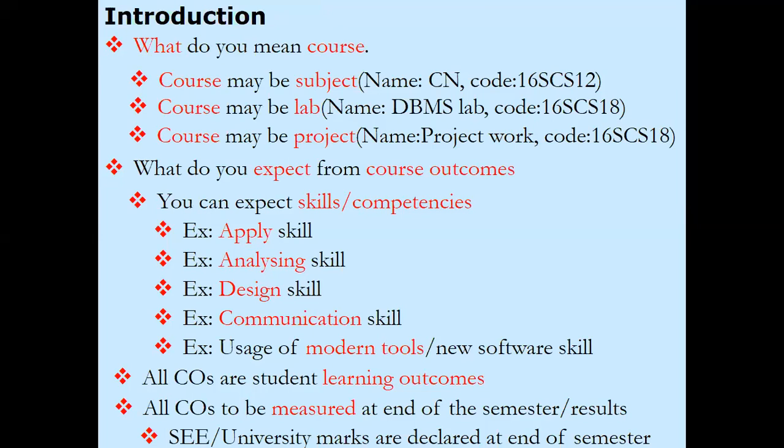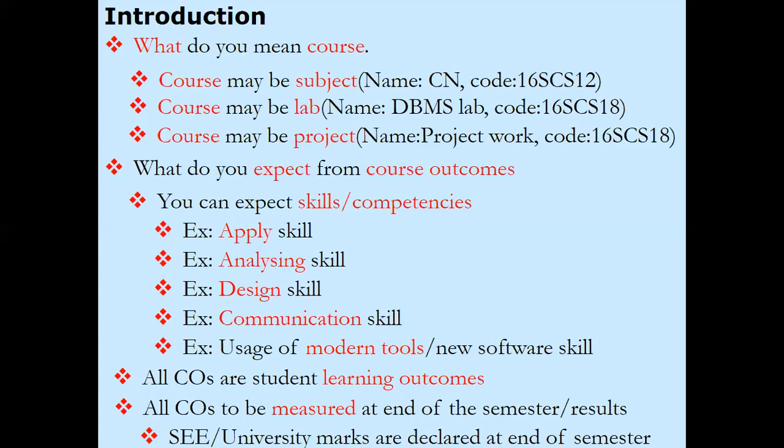What do you expect from the course outcome? You can expect from the course outcomes skills, or we can say competency. For example, it may be the apply skill, or the analyze skill, or the design skill, or the usage of modern tools, even teamwork, even engineering and societal skills. It may be anything. There are 12 POs, which are already defined by the NBA. This means these skills will be acquired by the students.